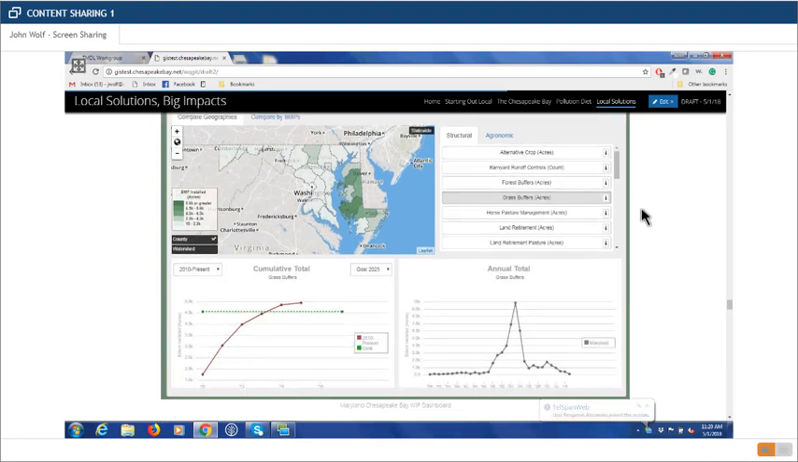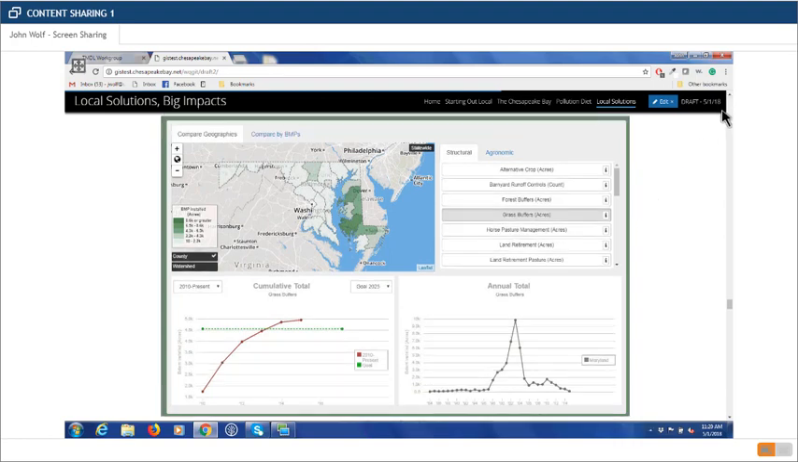And so this is an example of a dashboard that Maryland has. They call it their WIP dashboard. It's basically tracking various best management practices over time and space. So in this case, we're looking at grass buffers and the progress they're making annually and cumulatively in grass buffers, and also in the context of where it's happening in the counties in Maryland. So this is one example.